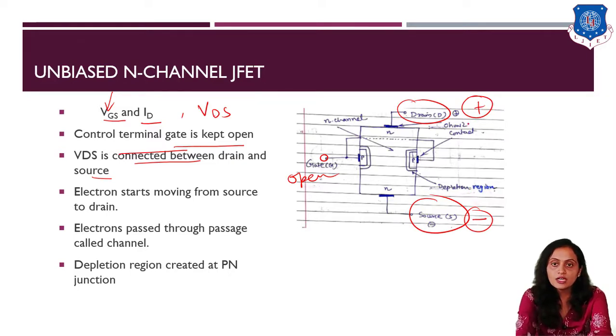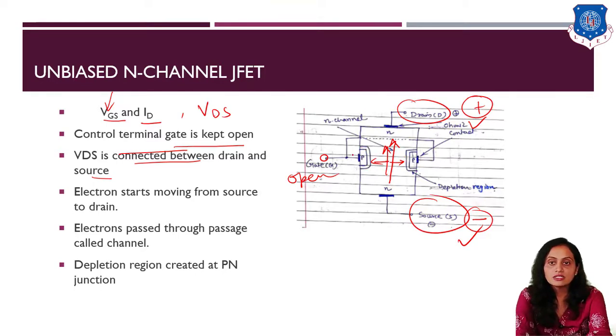Now what happens? Due to this potential difference, that means the battery applied across drain and source, we will find electrons start moving from source to drain, because the positive terminal is at the drain. That's why electrons move in this particular direction, and electrons pass through this passage, and this passage is called the channel. Now a depletion region is created at this PN junction, and the depletion region is thin because we have not applied any voltage to the gate.